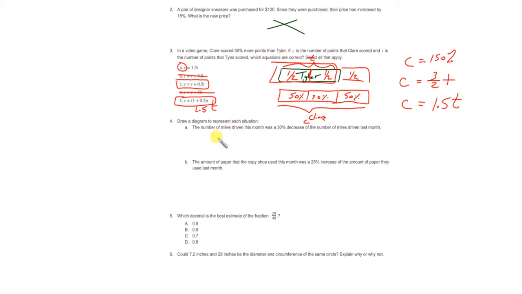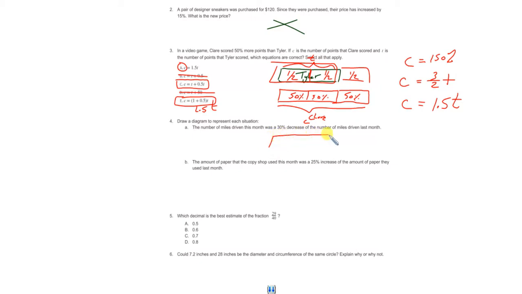Draw a diagram to represent the situation. The number of miles driven this month was a 30% decrease of the number of miles driven last month. So let's start with the original.